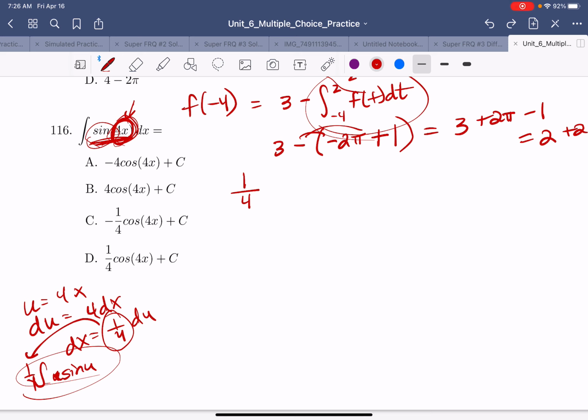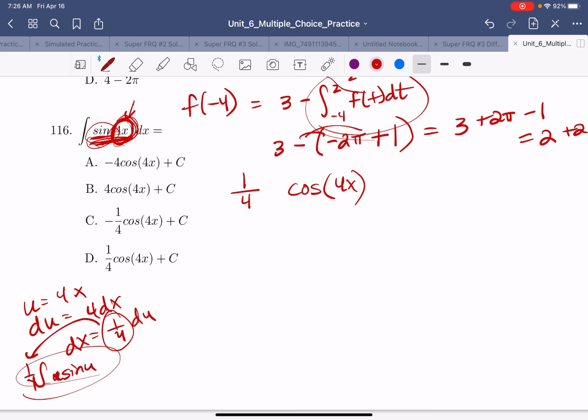I'm trying to show you guys some shortcuts because time is of the essence on these AP exams. So anyways, I know that the integral of sine is going to be some version of cosine, of whatever's on the inside. But now I have to think backwards. Especially when it comes to sine and cosine, I have to think backwards.